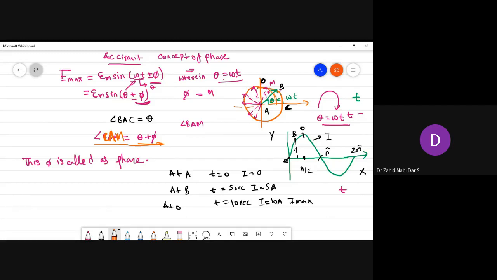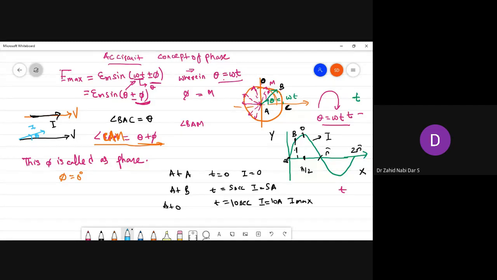Okay. So this phi is called the phase. The important thing here is that if I keep the value of phi equal to 0 degree, then in the case of voltage and current in DC, if this is my voltage and this is my current, you see there is no phase difference. They are in phase. But if I draw my voltage like this and my current like this, there is a theta, so there is a phase difference between current and voltage. So this theta is called the phase difference.